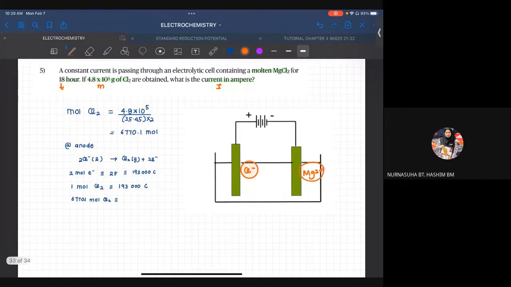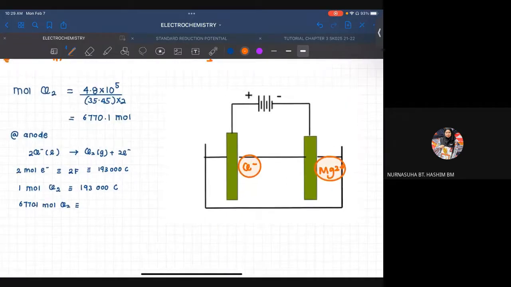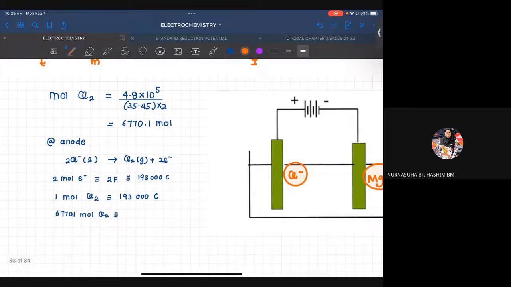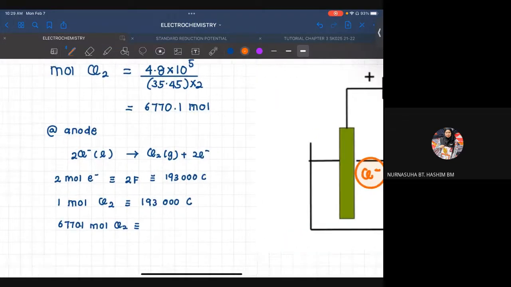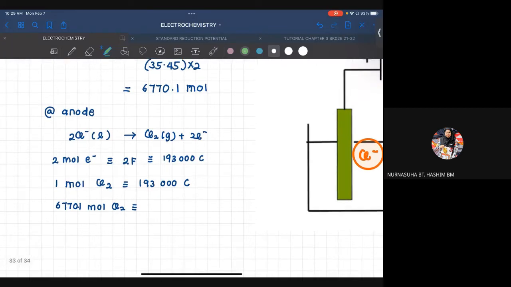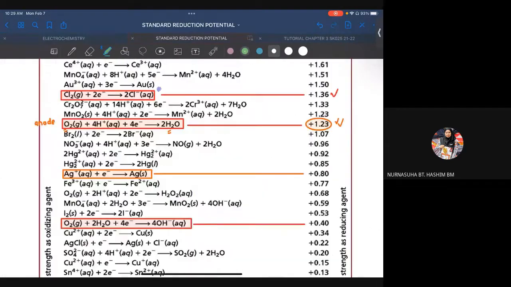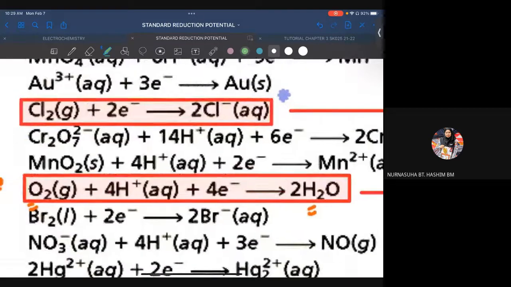Magnesium pula dia akan pergi dekat cathode, okay, dan kita akan dapat magnesium elektrod. Tapi kita bukan nak tengok pada magnesium, kita nak fokus pada chlorine. So at anode, since chlorine is selected, okay, so kita akan tulis equation untuk chlorine. Okay, so if you're not sure macam mana equation untuk chlorine, again, you refer to this table.